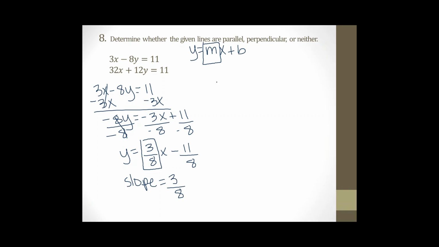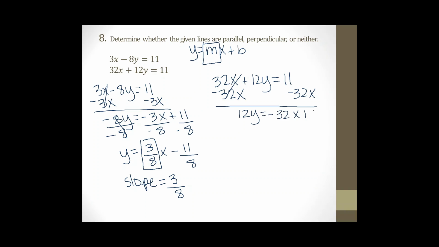So let's just hold on to that information and look at the second equation. 32x plus 12y equals 11. And again, we want to get y by itself. So we'll subtract 32x from both sides. So 12y equals negative 32x plus 11. We'll divide everything by 12. So we have y equals negative 32 divided by 12x plus 11 over 12.